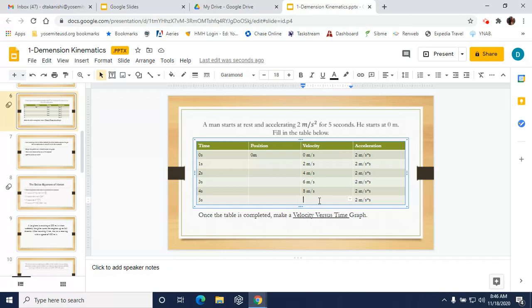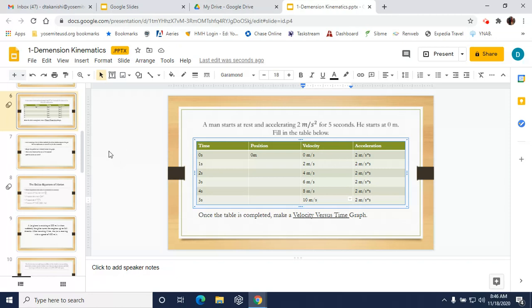Easy way of saying it is after each second that goes by, my velocity will increase by a certain factor. So in this case, if this is 2, the next one's 4, the next one's 6, the next one's 8, we could guess that the last one is going to have a velocity of 10 meters per second. And that would be true.